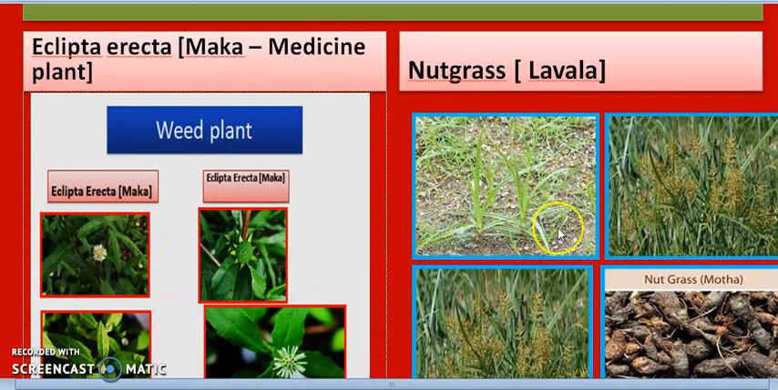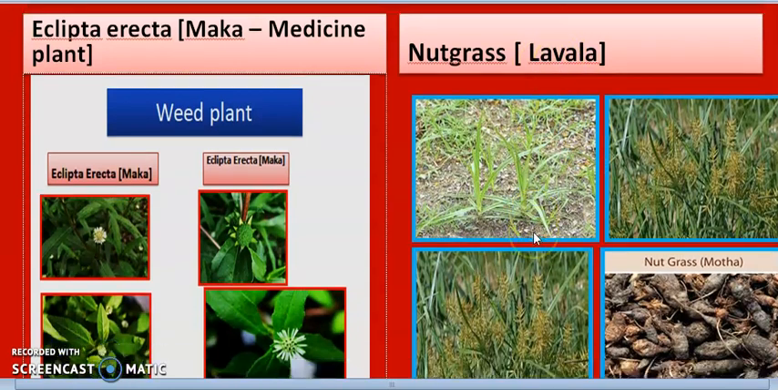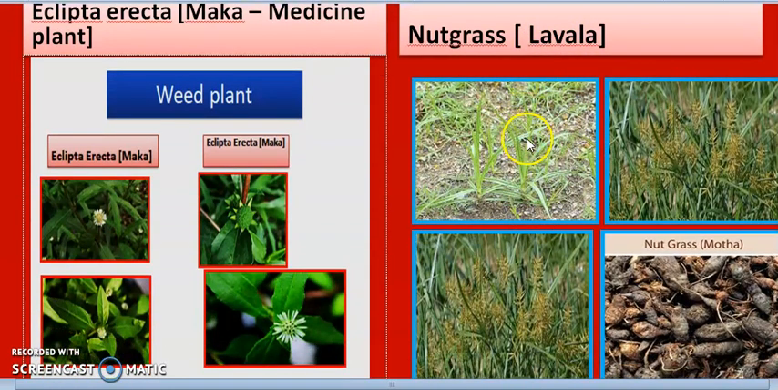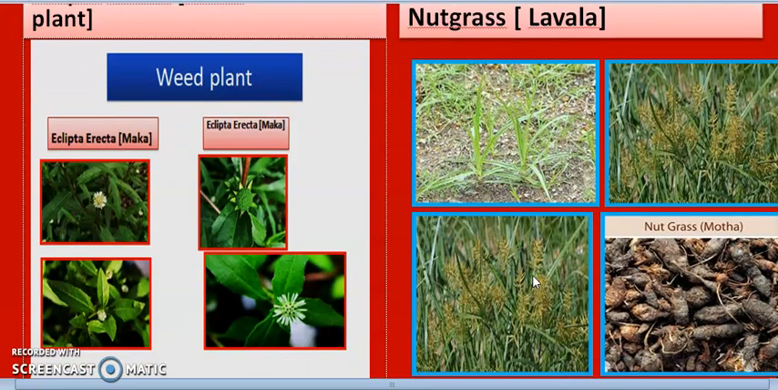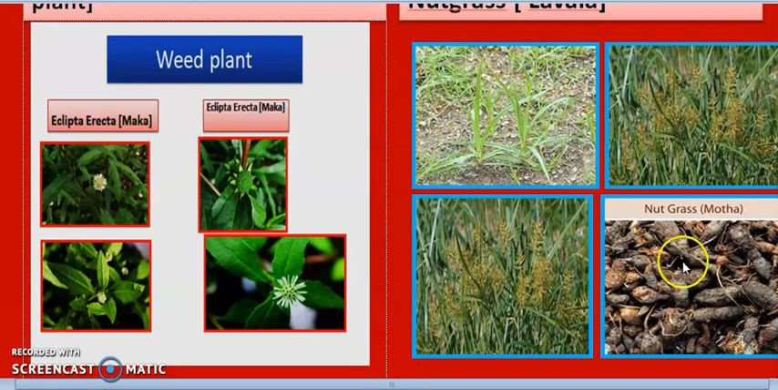Then in the next image we see the nutgrass, also known as Cyperus rotundus, locally known as lavala. It is also grown in marshy or ill-drained soil where water is available throughout the year. In that soil these weed plants grow. The nutgrass nodes develop the new plant. Here we see the roots and nodes.